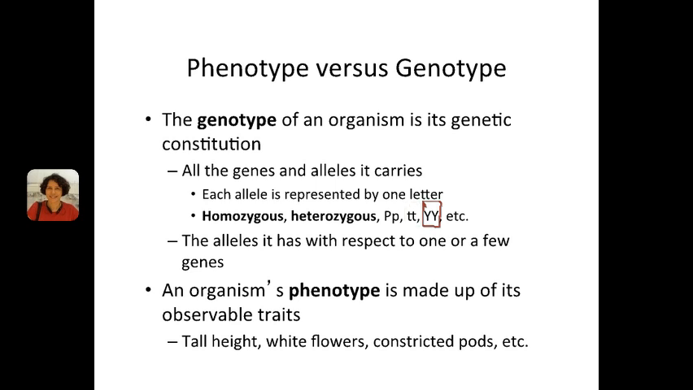The genotype also refers to the alleles an organism has with respect to just one gene, like we looked at in these three cases, or a few genes at a time. And then the phenotype of an organism is composed of the traits that we can observe. A tall plant, a plant with white flowers, a plant with constricted pods, etc.